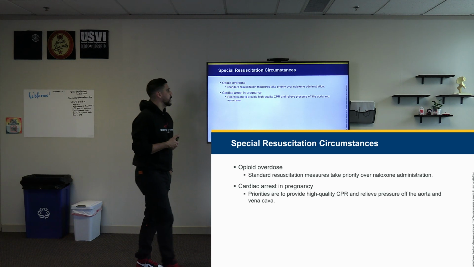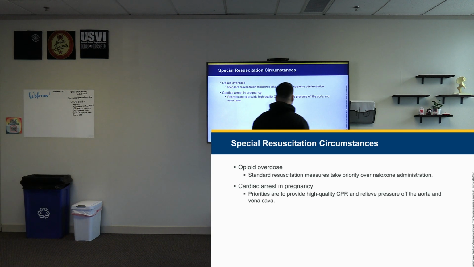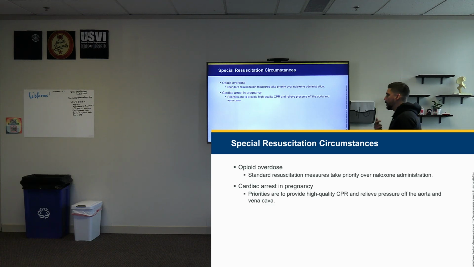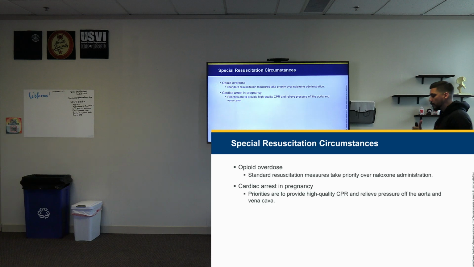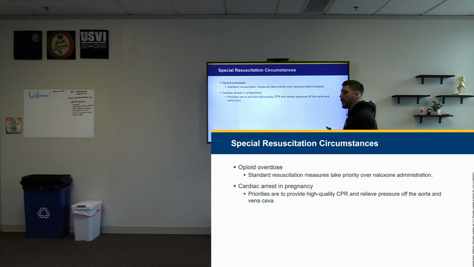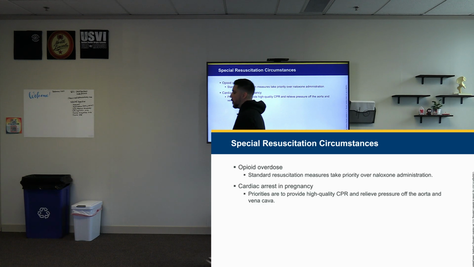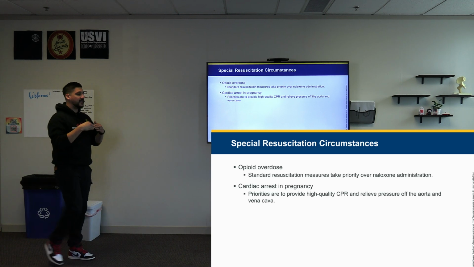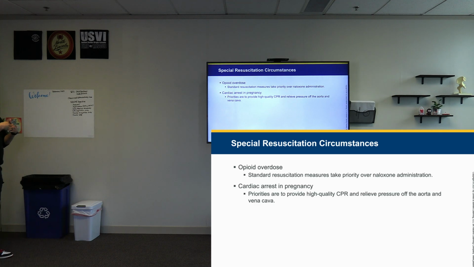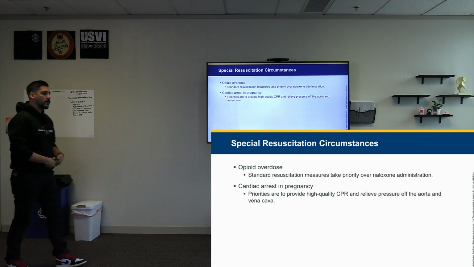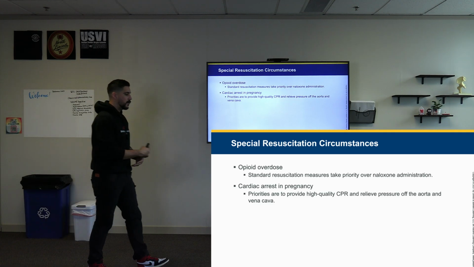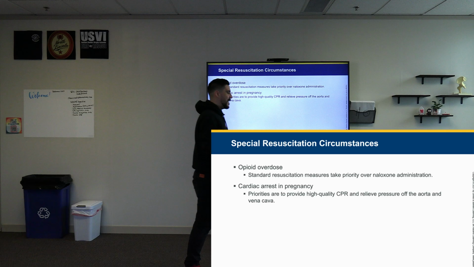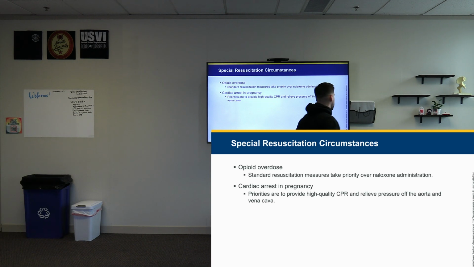Now, if it's a pregnant woman in cardiac arrest, our priority is to provide high quality CPR and relieve pressure off the aorta and vena cava. When we lay a pregnant woman supine, they run the risk of going through what we call supine hypotensive syndrome. That weight of the baby is now pressing into their abdomen and compressing and kinking that aorta and vena cava. Because remember, the aorta and inferior vena cava run from our heart to about our pelvis. Okay, so that's prime real estate for a pregnant woman's baby to kind of smash into that space.